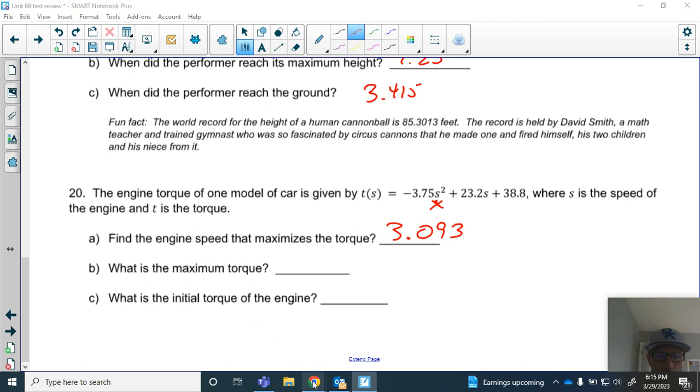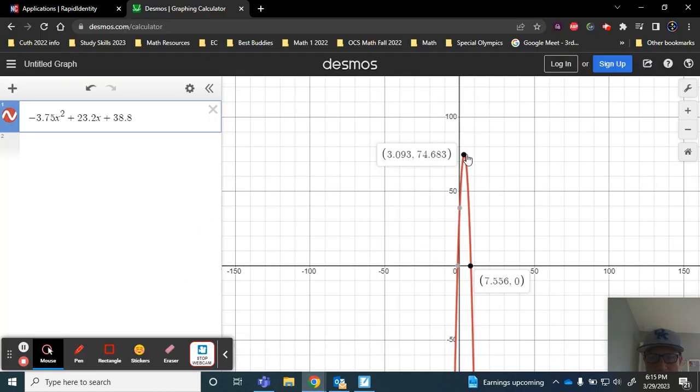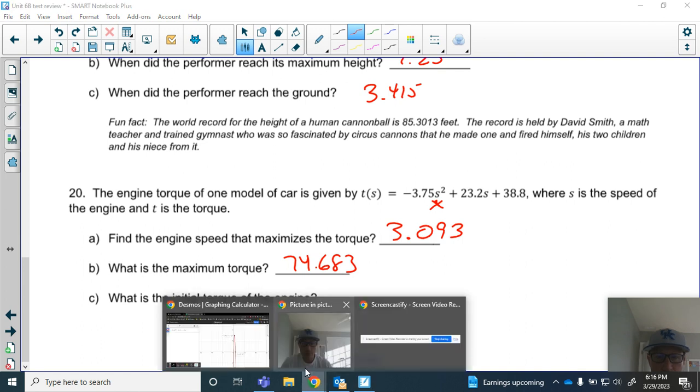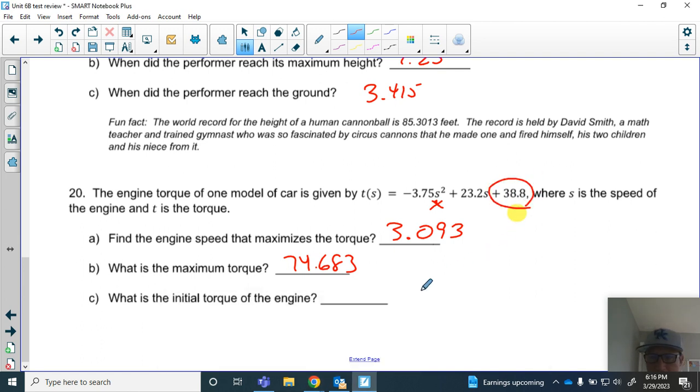The maximum torque is going to be the Y. The Y is the torque, 74.683. And the initial torque or the starting torque, we can just get that from here actually, and that's going to be 38.8. All right. I hope you guys had as much fun as I did.